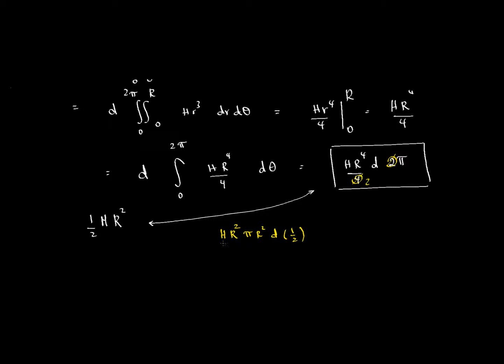So we see here you have h R squared pi, that's the volume, and d here, that's the density, and we know that the density times the volume is equal to the mass. And then we have R squared, that's the distance from the z-axis, and we have half, so that's equal to half m R squared. So that's exactly the same thing.